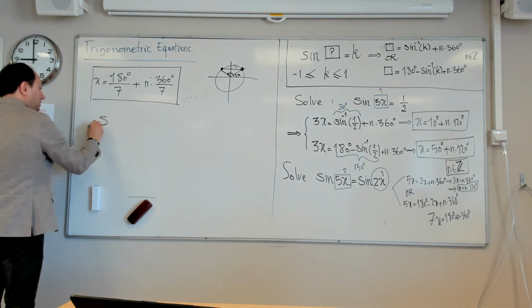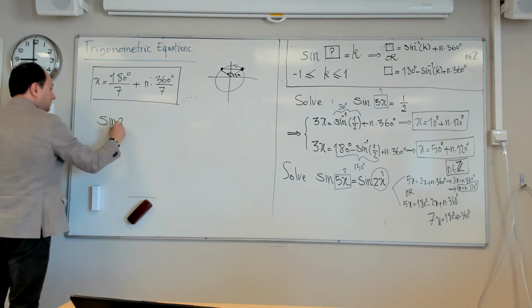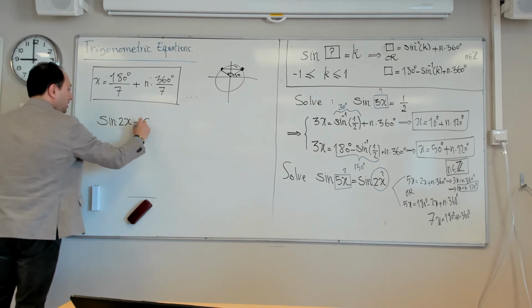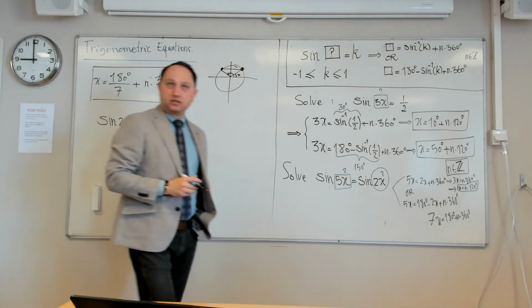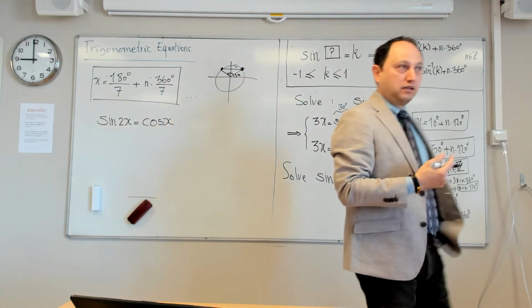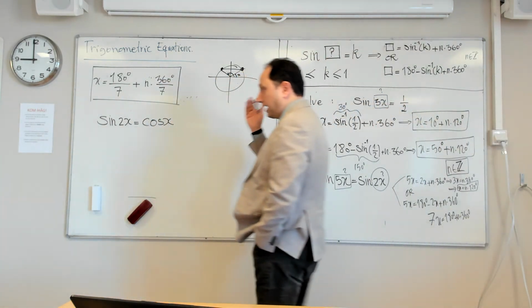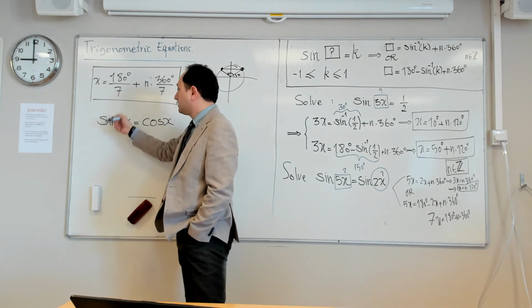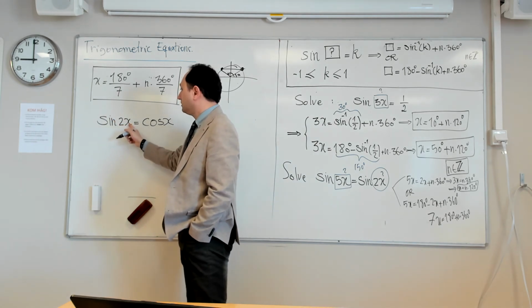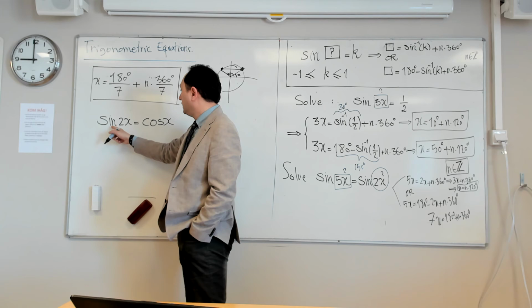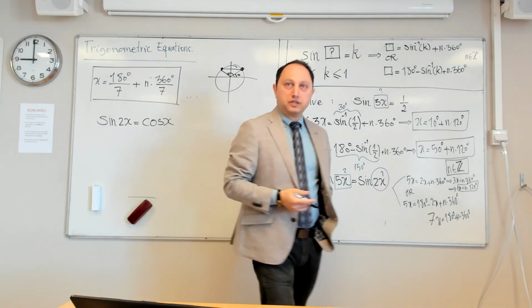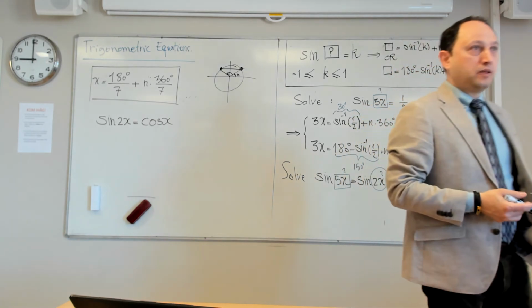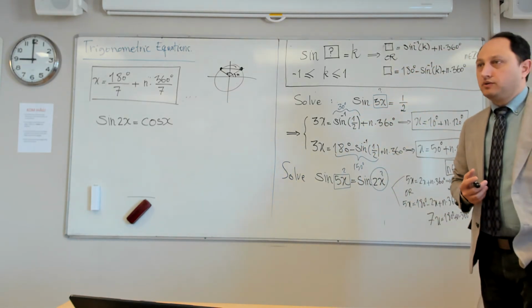If I ask you to solve this, sine of 2x equals cosine of x. This is also a trigonometric equation, yes? I am looking for an angle, all angles, not one angle, so that when I multiply that angle by 2 and take sine, it becomes exactly cosine of that angle. I want to discover if there is such an angle or not. Okay? So what should we do now?